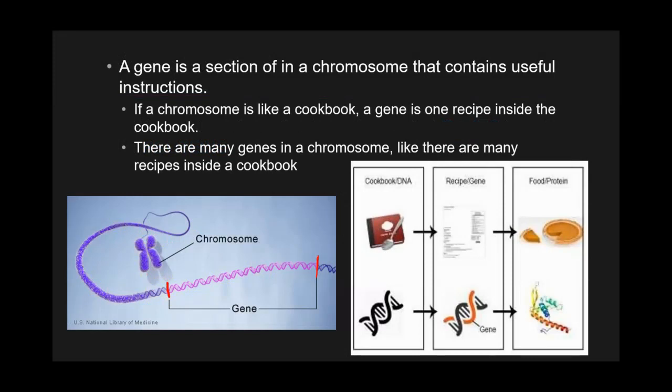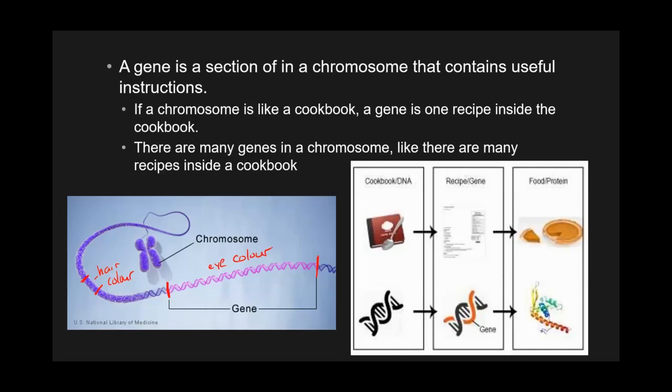So maybe, for example, this gene is what helps determine your eye color. And maybe down here there's another gene that helps to decide what your hair color is going to be. So each of these little sections, or each of these little genes, will give one specific instruction.